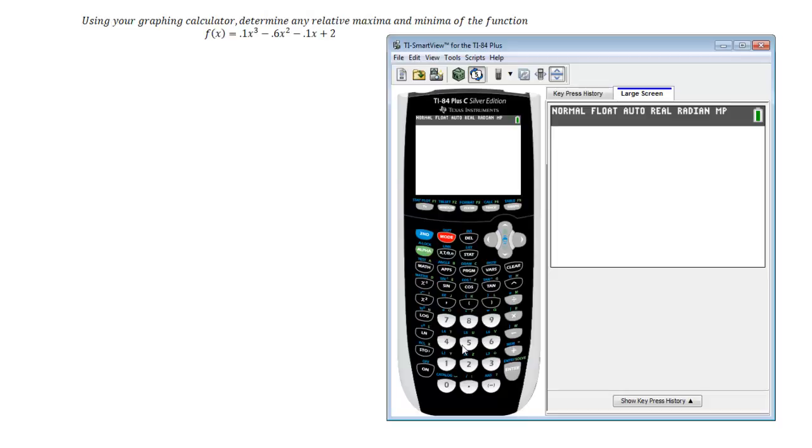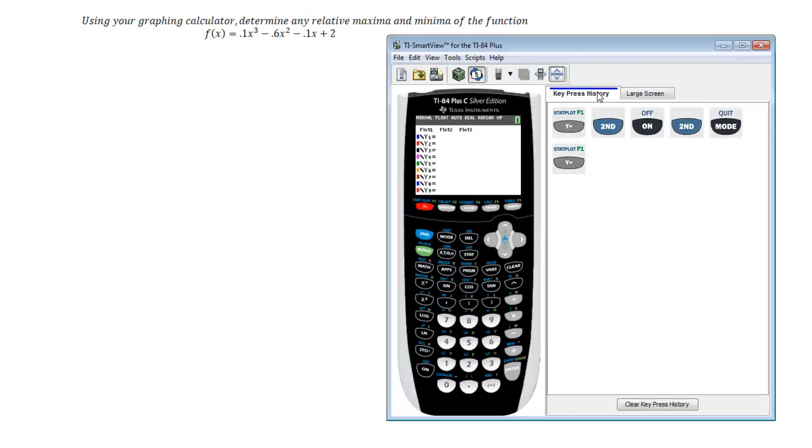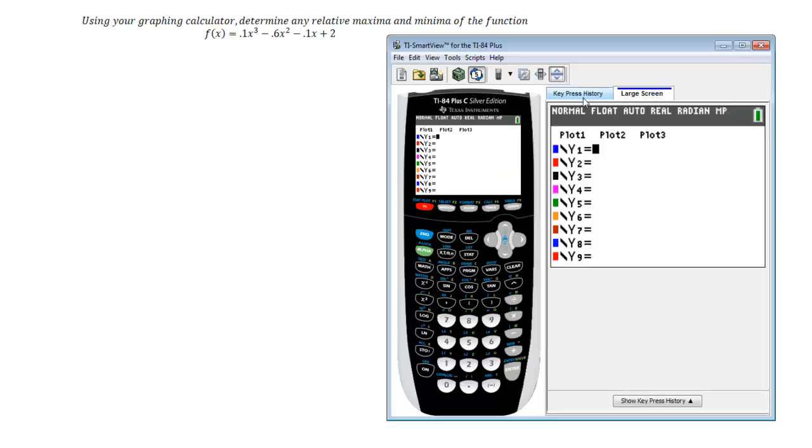So now, notice how the question says, using your graphing calculator, determine any relative max and min values of the function, and it gives the function right here. So the first thing that I want to do is plug that into my calculator. Over here, there's a Y= button. On this side, it's going to show what my screen looks like on a larger scale. For right now, I'm going to have my key history on, so that you can see what keys I press on my calculator. And anytime we get anything important, I'll make sure to put the larger screen over here on my right.